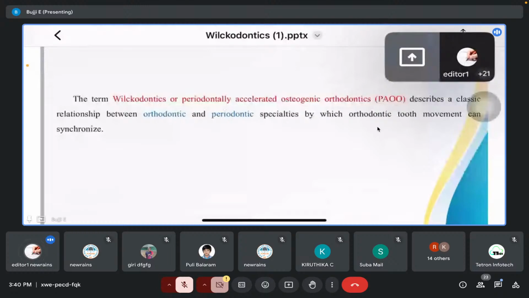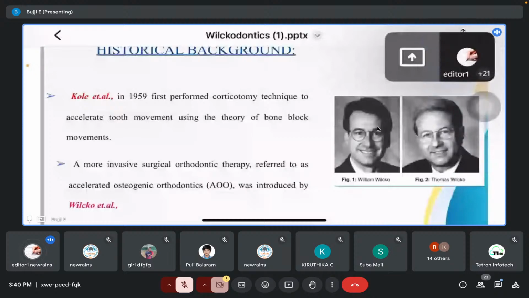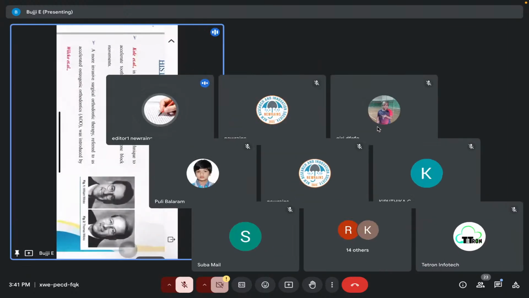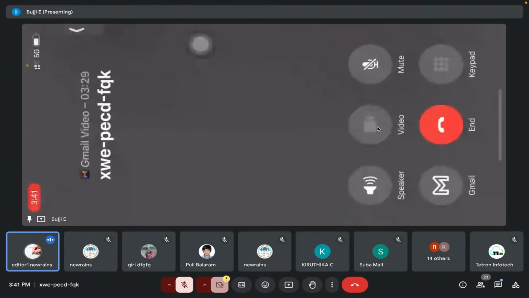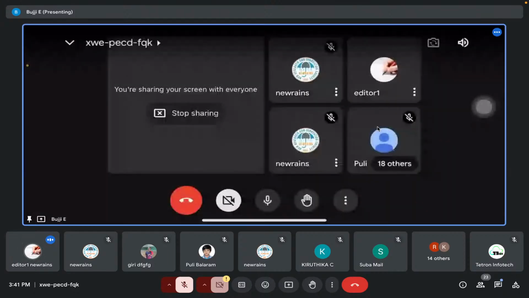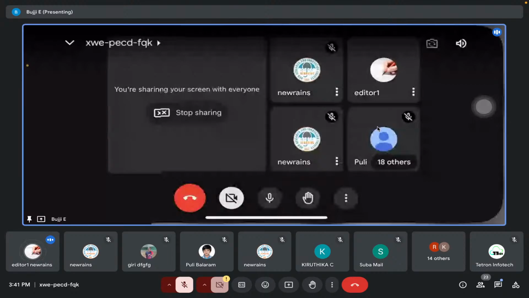So, moving to the background, before I go into detail about Vilcodontics, it is also known as accelerated osteogenic orthodontics. What is accelerated osteogenic orthodontics? It doesn't just cut the bone, it decorticates the bone. Some of the bone's external surface is removed. The bone then goes into a stage called osteopenia. While the alveolar bone is in this transient state, braces can move the teeth very quickly because the bone is less resilient to the forces on the teeth.